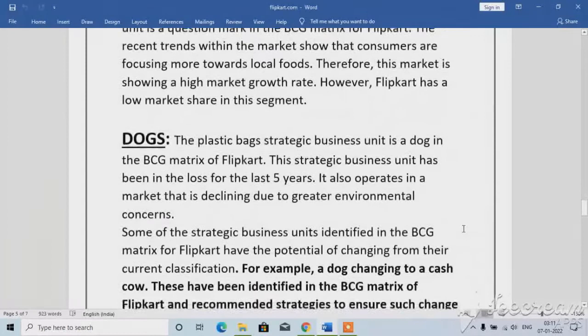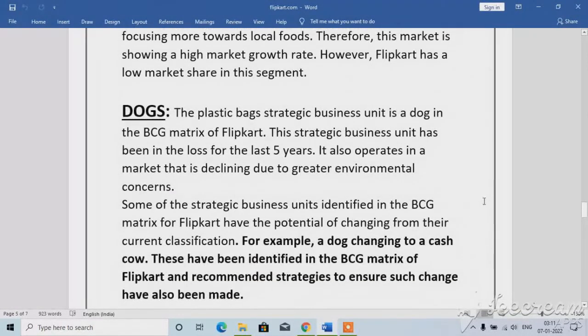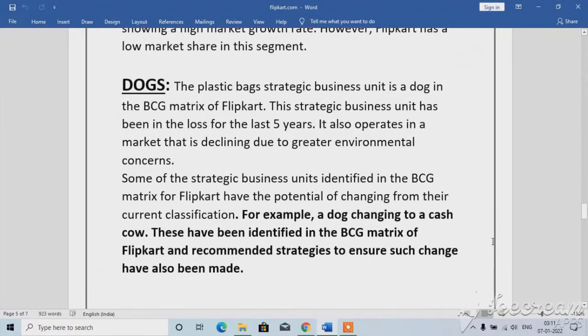And the last, dogs. The Plastic Bags Strategic Business Unit is a dog in the BCG matrix of Flipkart. This strategic business unit has been at a loss for the last 5 years. It also operates in a market that is declining due to greater environmental concern. Some of the strategic business units identified in the BCG matrix for Flipkart have the potential of changing from their current classification, for example, a dog changing to a cash cow. These have been identified, and recommended strategies to ensure such change have also been made.